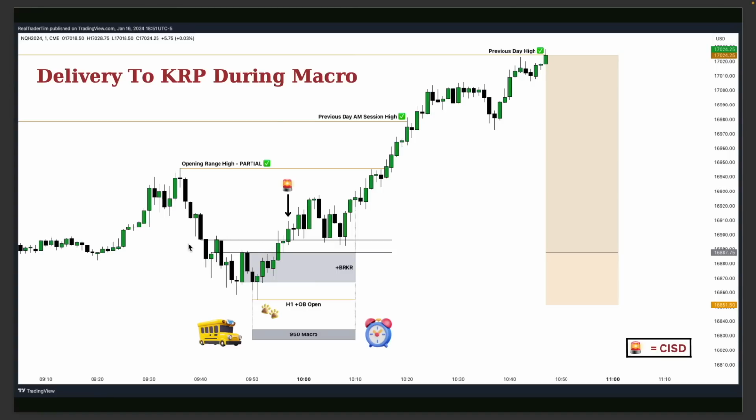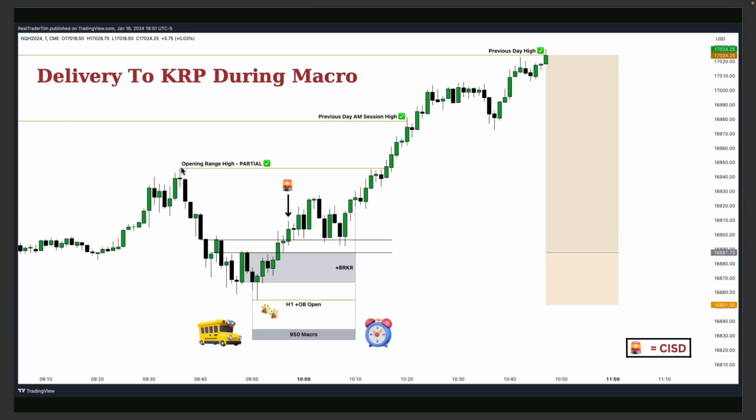The algorithm initially utilized this SIBI to send us to our key reference point. Once we close back above that SIBI, that's a high probability inversion, as well as our change in the state of delivery. And then the rest of the trade in terms of targeting is your preference.